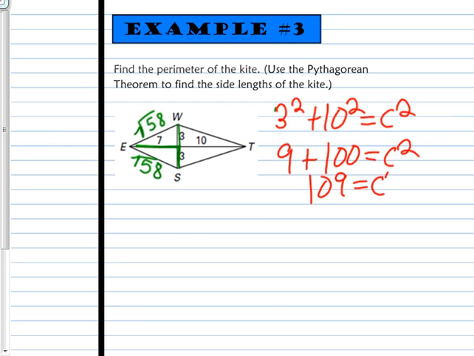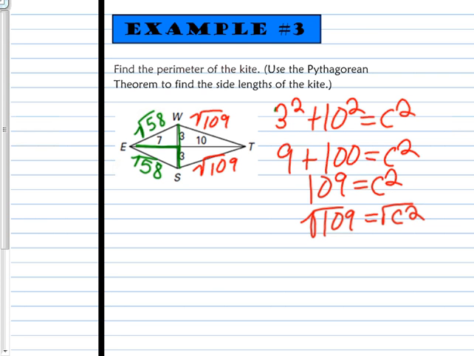109 equals c squared. We need to take the square root of 109, which equals the square root of c squared. So this is the square root of 109, the square root of 109. Now we have to add all of that up together to find the perimeter.